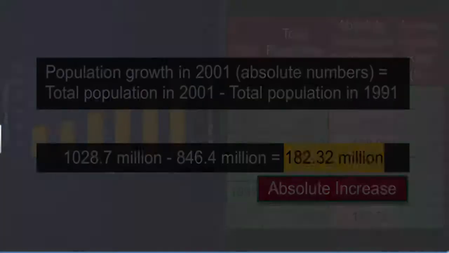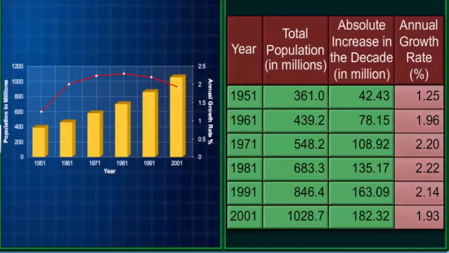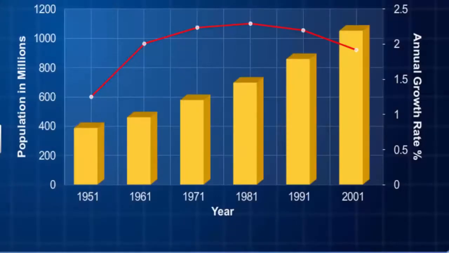Let's now look at population growth expressed in terms of percentage change. The rate or pace at which population increases is an important aspect in the study of population. It is studied in percent per annum. This is also referred to as the annual growth rate.